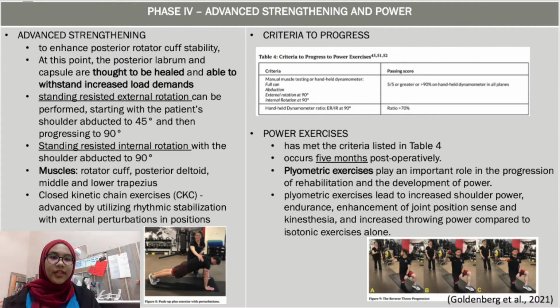Once the criteria in table 4 have been achieved, the individual can progress to power exercise, which is plyometric exercise, that can be performed, mostly occurring at 5 months post-op.